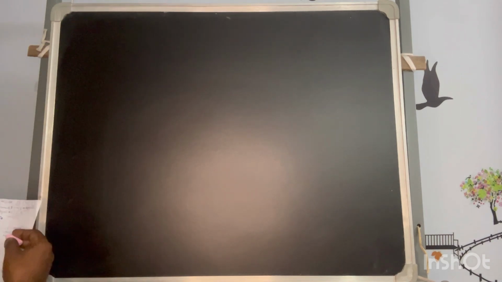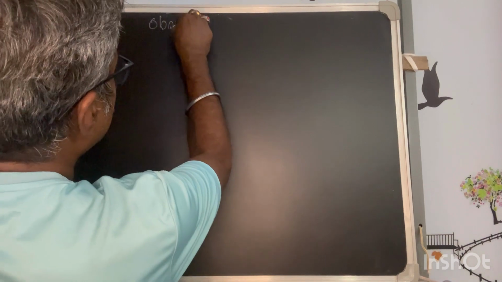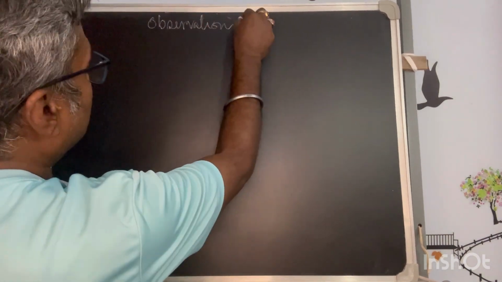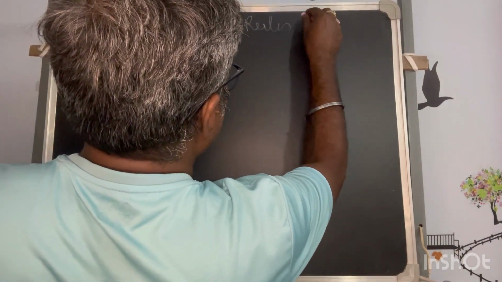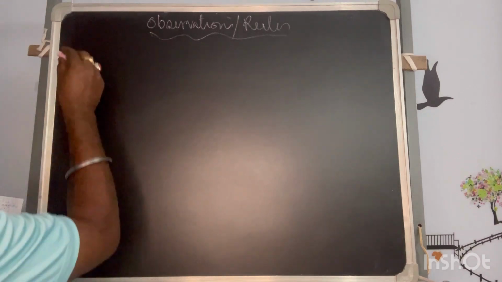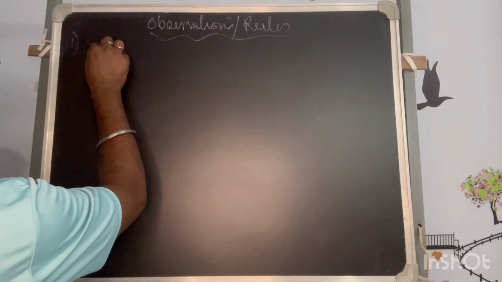The first can be named observations or the mandatory rules. Okay, these are mandatory rules. The first kind is related to the multiplication of two matrices.